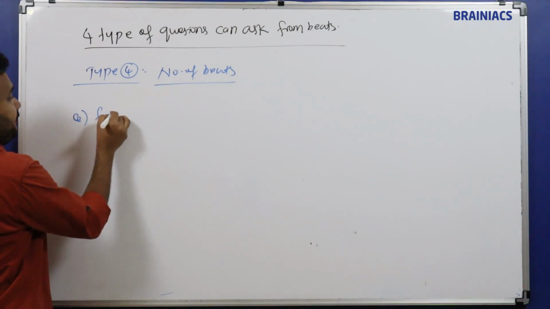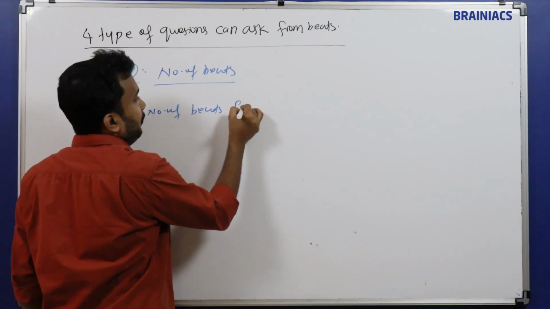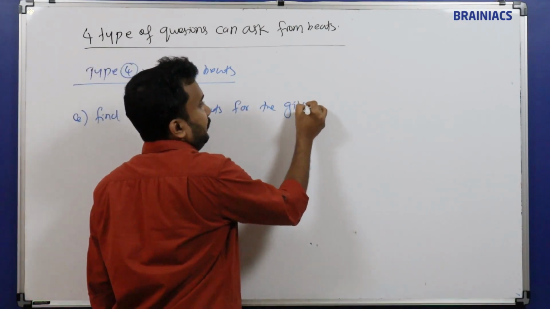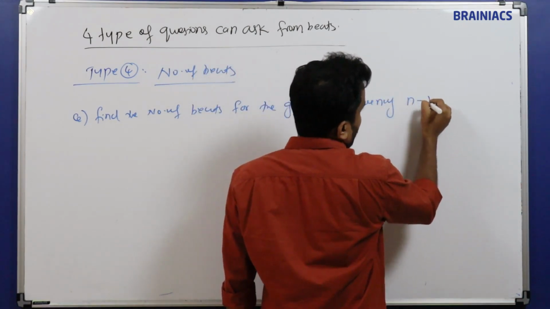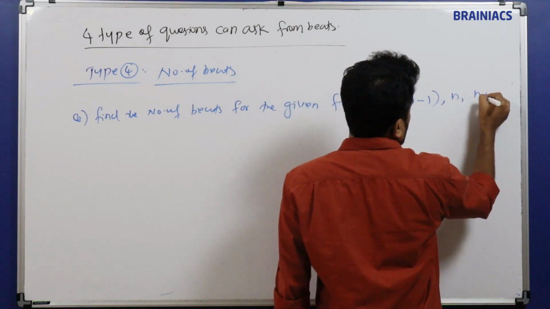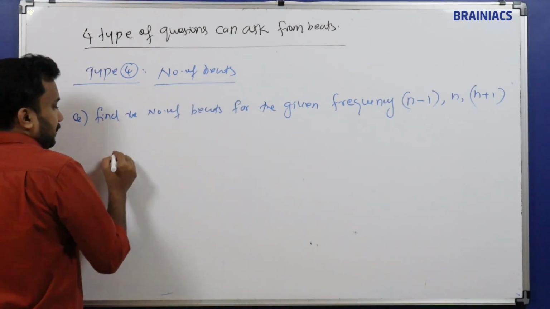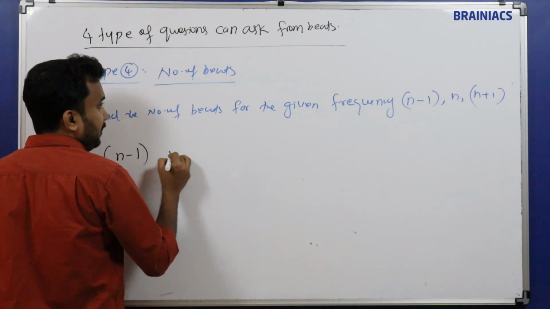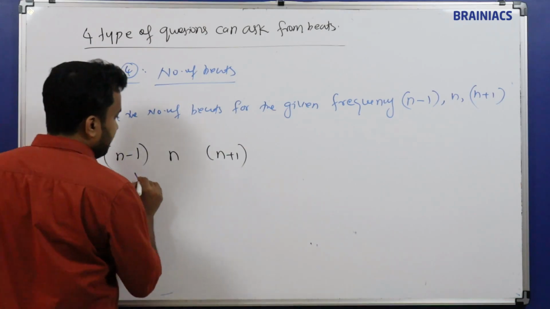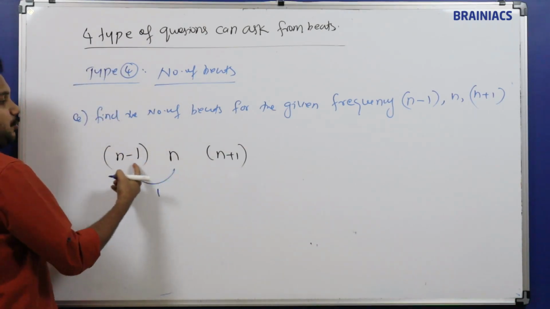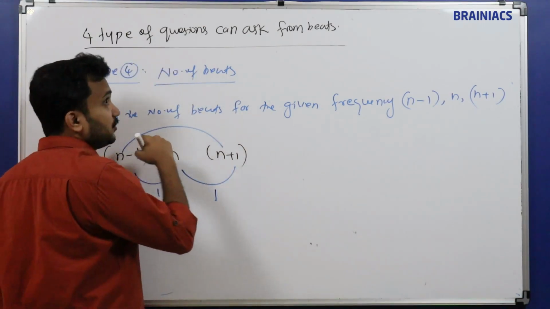Okay. Find the number of beats for the given frequency. This is a previous year question. n minus 1, n, n plus 1. Okay, so what will we do? Guys, tell me what we'll do. Boys and girls, please tell me what's the beat frequency here? 1. Difference between n minus 1 and n is 1. What's the beat frequency here? 1. What will the beat frequency be here? n minus 1 to n plus 1.